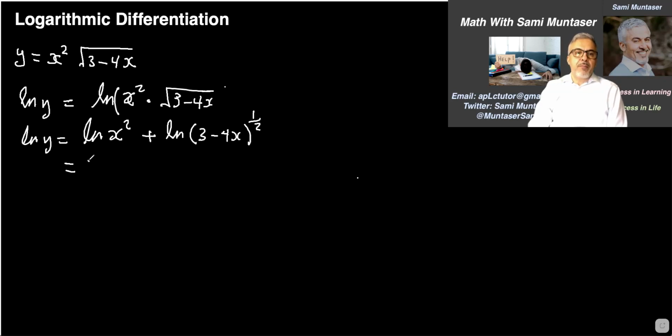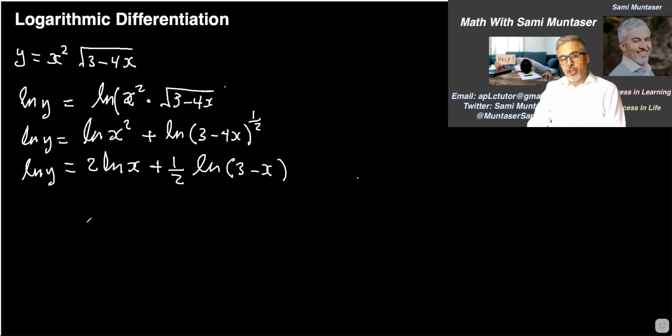which will give me 2 ln x plus half ln 3 minus 4x, and still have ln y here. At this stage now, I'm gonna start differentiating. As you see, we made this simpler by using the ln rules. Bringing the 2 in the front here, bringing the half in the front will make this a lot simpler.